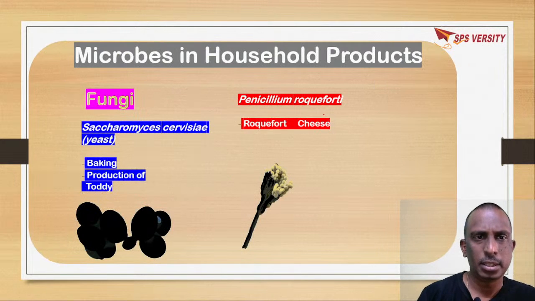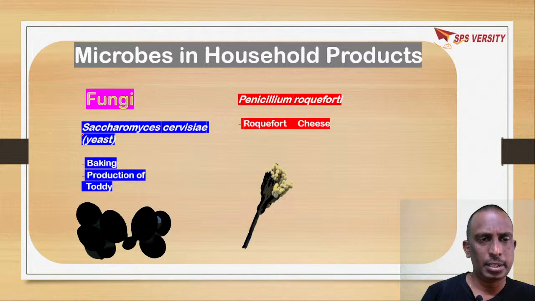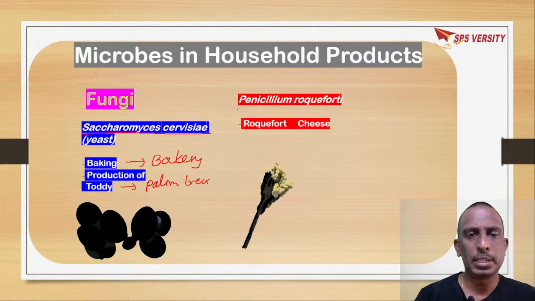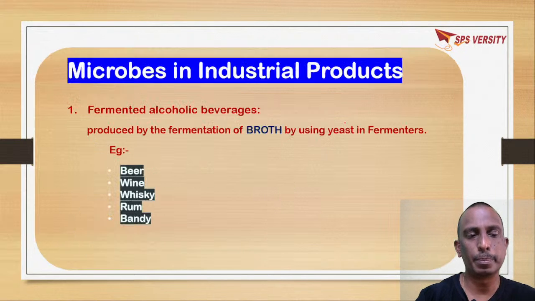Next, in our household products, another important role is played by fungi, that is yeast, generally called yeast, which is Saccharomyces cerevisiae. This Saccharomyces cerevisiae is used in baking industries and to make toddy from palm trees. So yeast plays an important role in baking. At the same time, from a fungus called Penicillium roqueforti, Roquefort cheese is prepared.